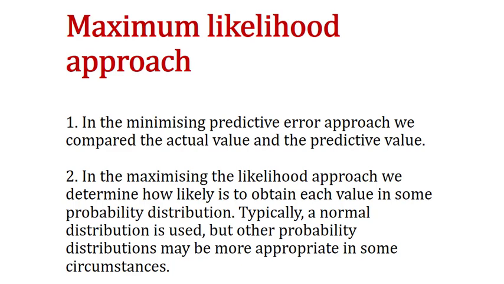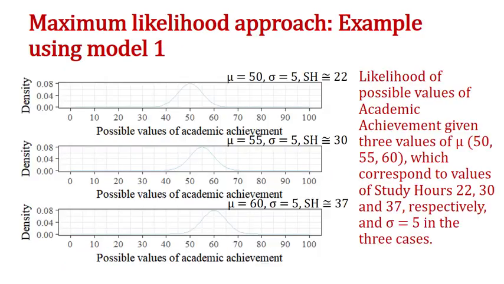instead of determining what's the difference between the prediction and the actual value, we determine how likely it is to obtain the actual value in a probability distribution, in some probability distribution. Typically we use a normal distribution, but any other distribution can be used, and sometimes it's more appropriate to use other distributions. Okay, so let's show an example using model 1.